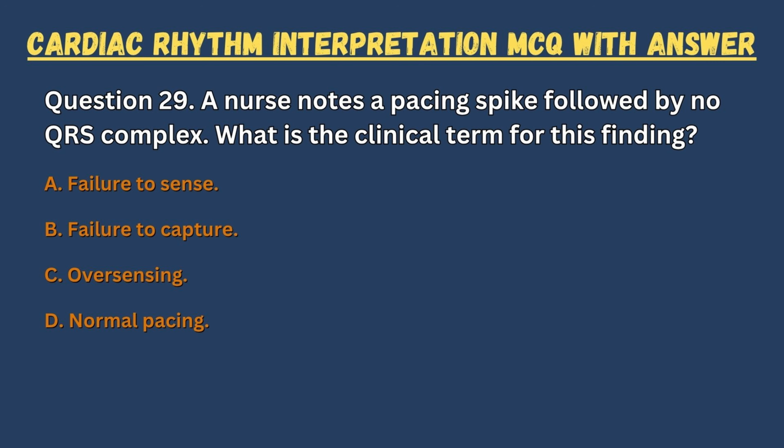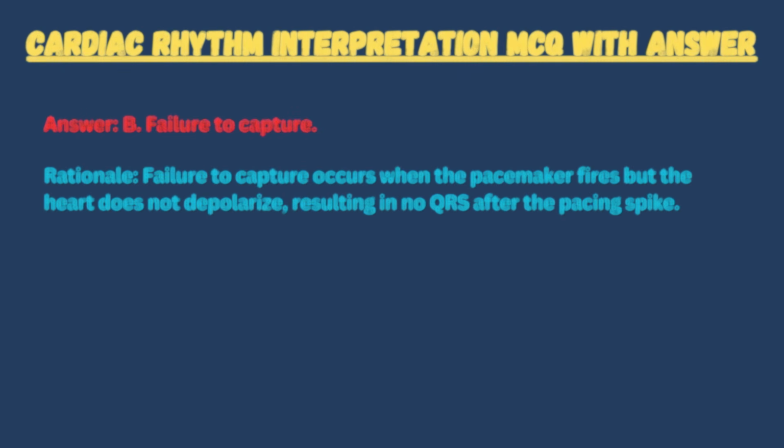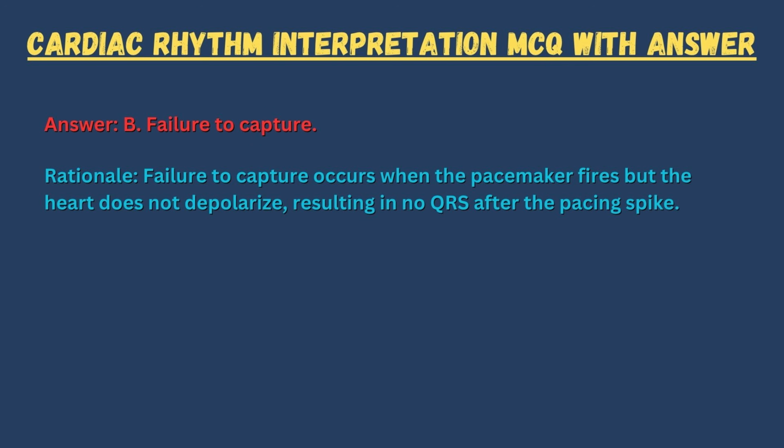Question 29. A nurse notes a pacing spike followed by no QRS complex. What is the clinical term for this finding? A. Failure to sense. B. Failure to capture. C. Oversensing. D. Normal pacing. Answer: B. Failure to capture. Rationale: failure to capture occurs when the pacemaker fires but the heart does not depolarize, resulting in no QRS after the pacing spike.